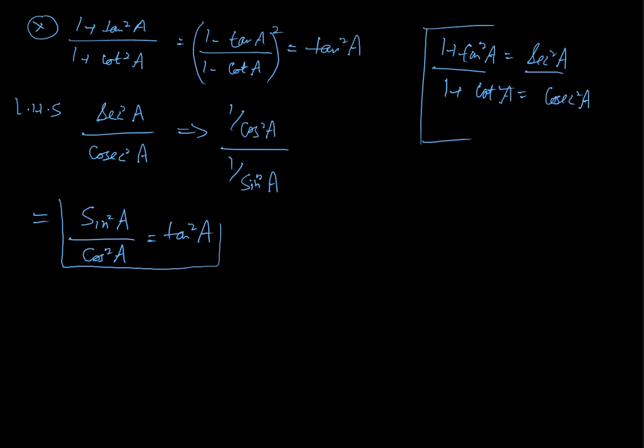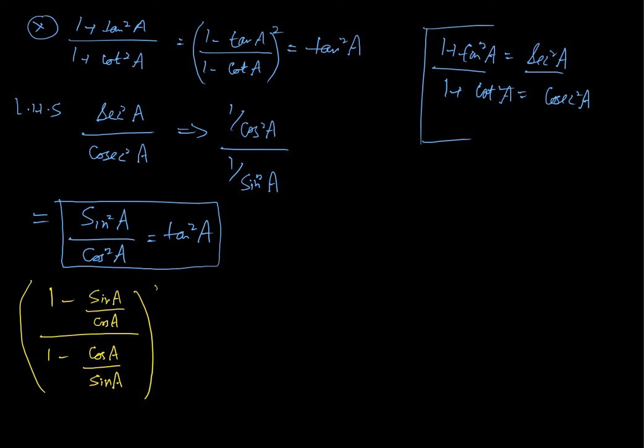Now we need to prove the second part, that is ((1 − tan A)/(1 − cot A))², and we need to prove that it is equal to tan²A. So we'll take ((1 − tan A)/(1 − cot A))² and then simplify. We'll take tan as sin A by cos A and cot as cos A by sin A, and then see what will happen. Let us take the second part in some other color. So (1 − sin A/cos A) whole divided by (1 − cos A/sin A), and this whole thing is squared.